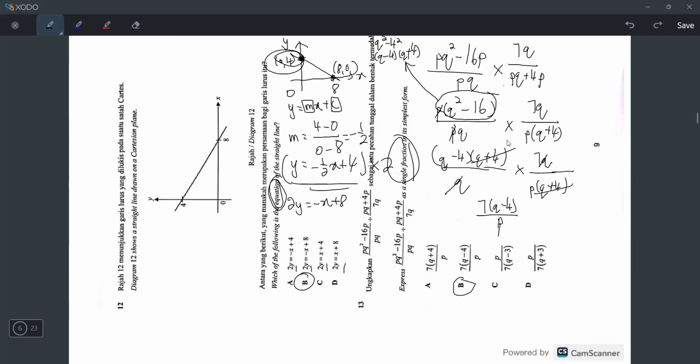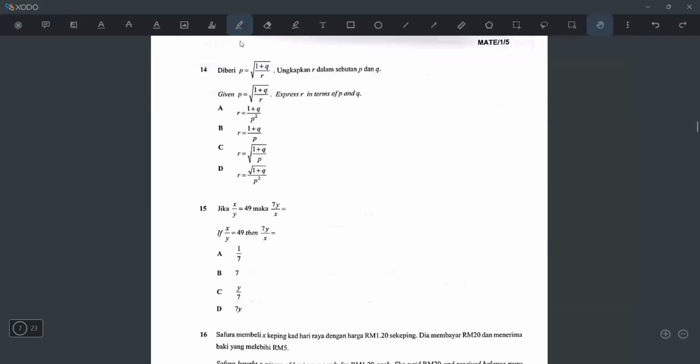I know a lot of students are very weak at this part. Like how to hilangkan fraction, factorize, all these things. So you do a lot of exercise, so you can be more familiar with it.